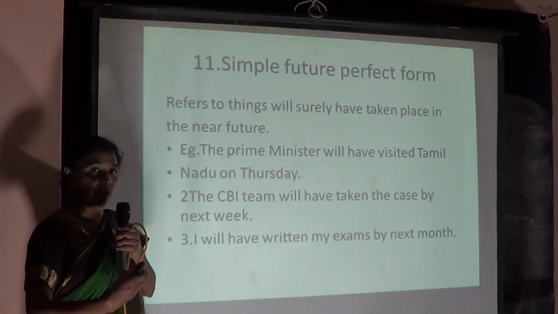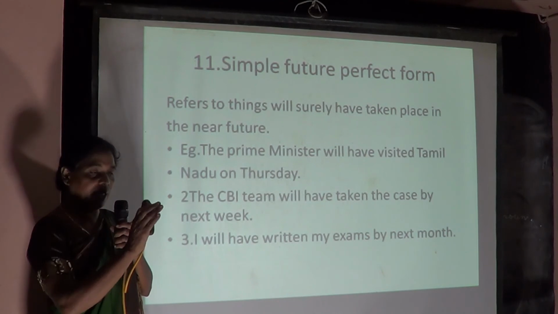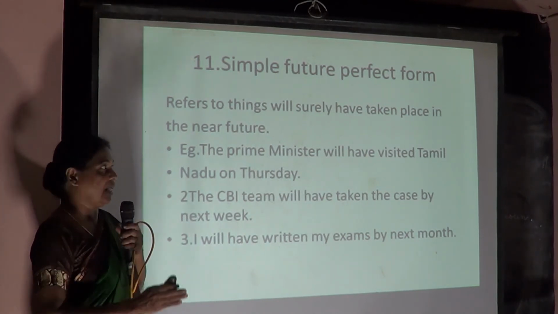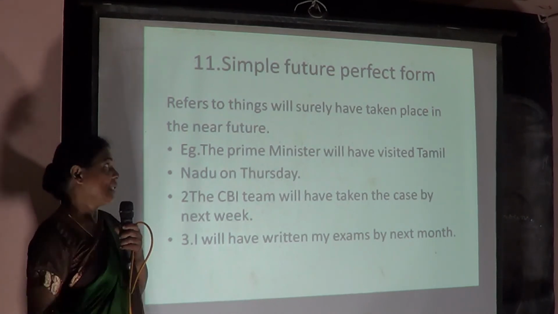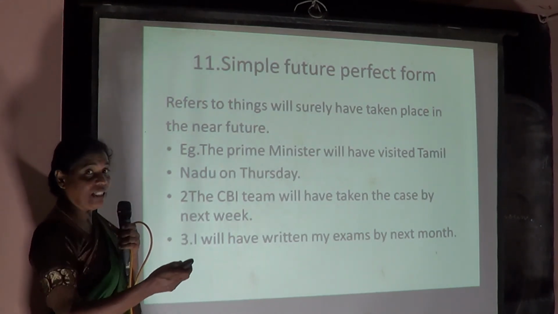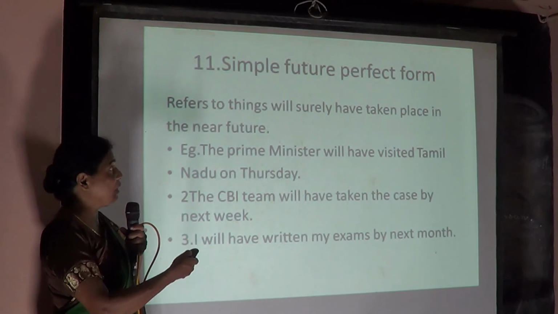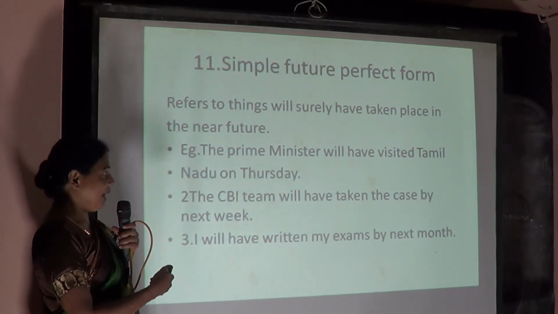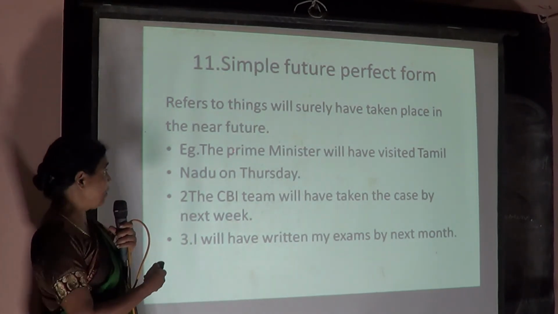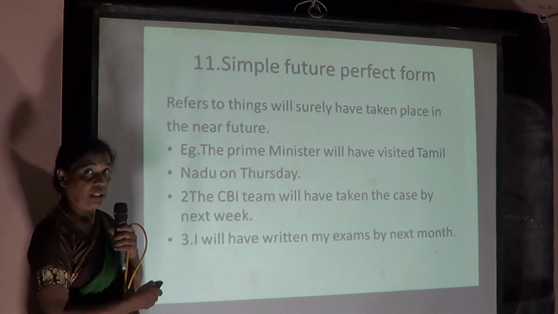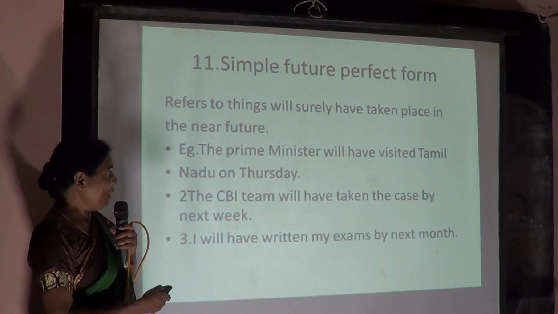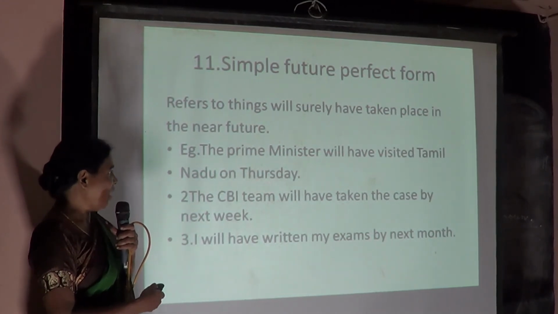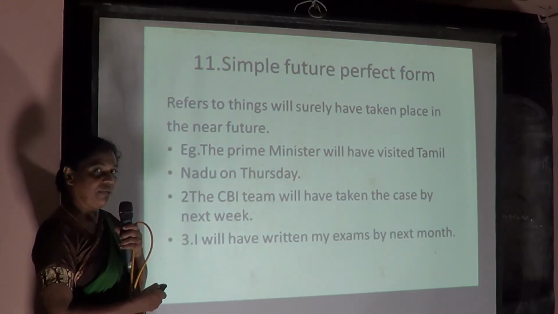They will have a schedule, they will write the itinerary, they will make it very clear and particular, and they will have a plan and prepare themselves accordingly. So in that case we use the future perfect form. And now the example: the Prime Minister will always be a busy person, he rules the country, so he has to be very busy, and he will have visited Tamil Nadu on Thursday. This he would have planned very long ago.